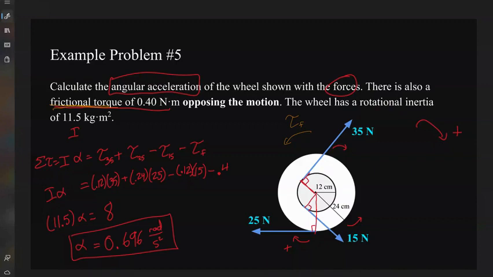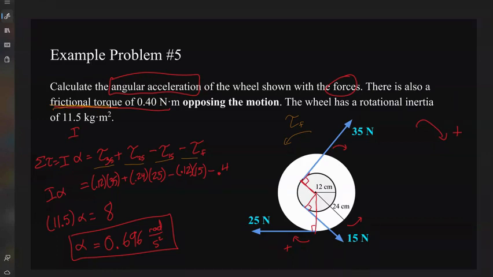Okay, so this problem was designed to show you that when we take multiple different torques, some are in the same direction, some are in different directions. We can still treat them exactly like we've done forces. We just have to take into account the radius as well.